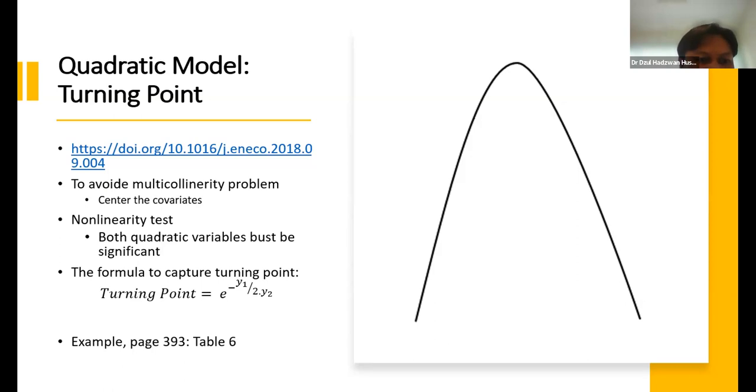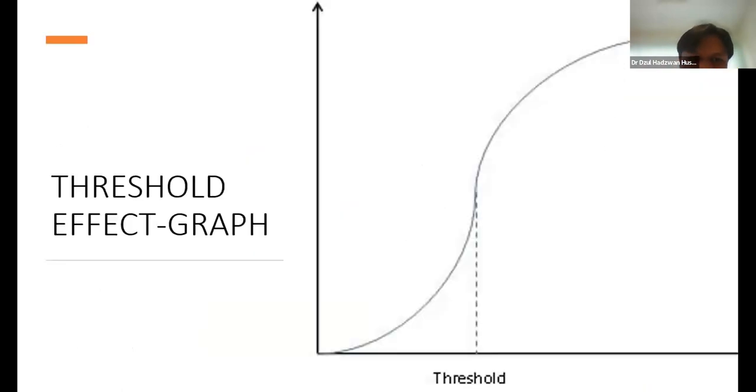And for the nonlinearity test, both quadratic variables must be significant. For example, like I mentioned to you, if you are interested in the EKC model, you are concerned with two independent variables here, GDP and GDP square. Both coefficients for these variables must be significant, regardless of whether the signs are different or the same. Even if both independent variables have the same sign, it's okay. The nonlinear behavior is still there. This is what I mean.